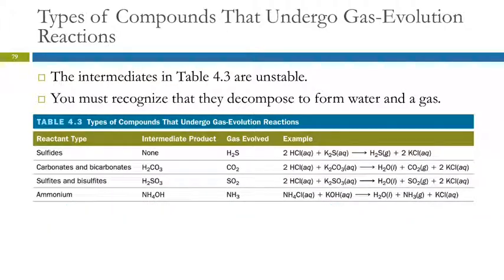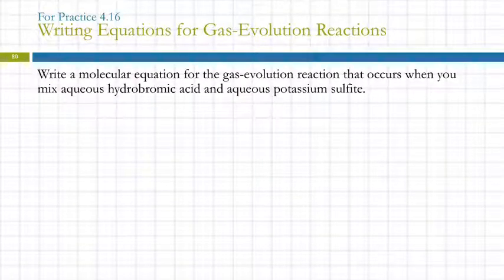Write a molecular equation for the gas evolution reaction that occurs when you mix aqueous hydrobromic acid and aqueous potassium sulfite. They didn't give me the formulas, so I'm going to start by writing the ions. Hydrobromic acid, is that an oxyacid or the other kind? It's the other kind. The prefix hydro means I've just got hydrogen and bromine. So that one's H plus and Br minus. So when I put those together, I've got HBr.